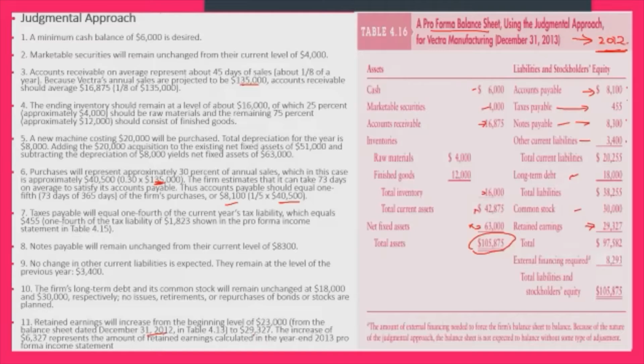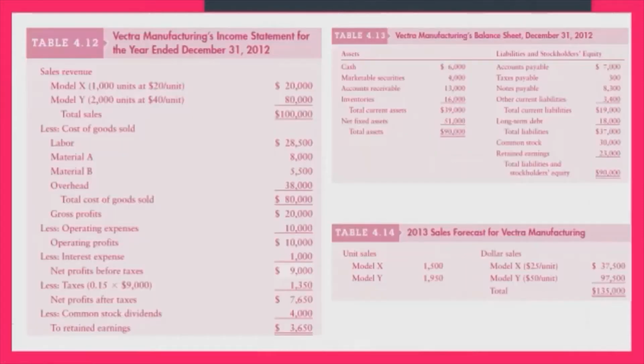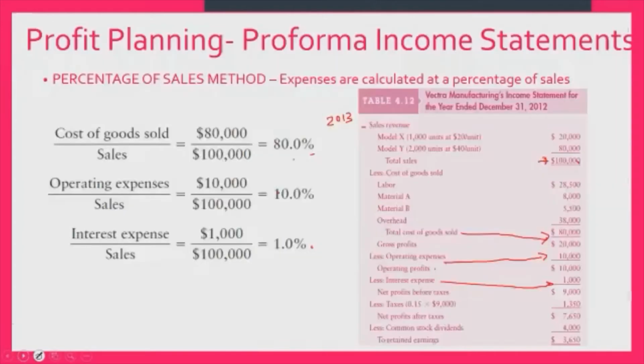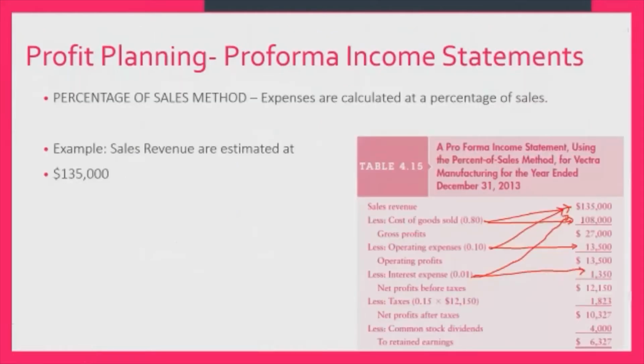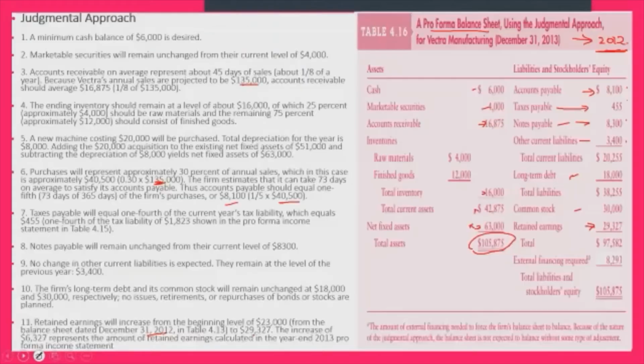So the retained earnings, let me just go back for your benefit. The retained earnings from the 2012 balance sheet was 23,000. When we did the projected income statement, we got a net income of 6,323, which should be added to the retained earnings we have from 2012. So we're estimating at the end of 2013, retained earnings will be, where am I? 29,000. 23 plus 6,327 will give us that.